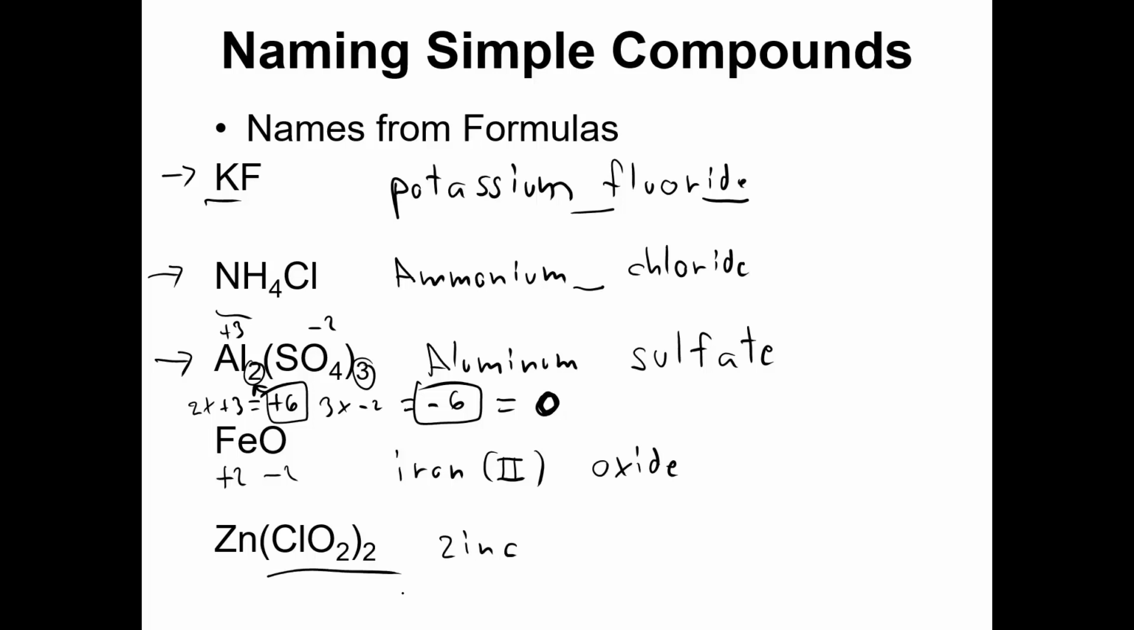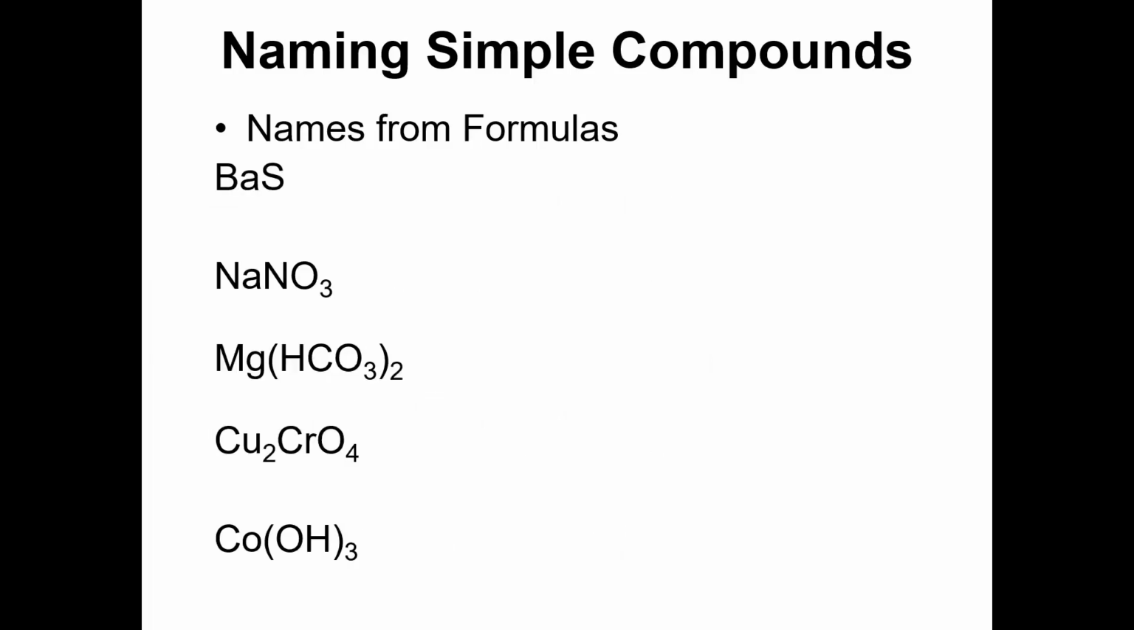And who remembers what ClO2 is, right? That is chlorite. ClO is hypochlorite, and this is chloride, I-T-E. Let's practice a few more. Barium sulfate here, sulfide, I-D-E, barium. Barium, as the German would say. Sulfide. Sodium.